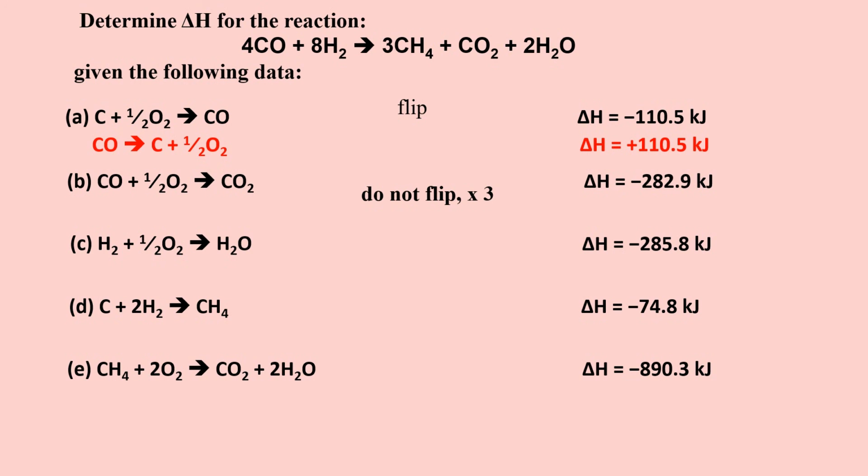Next, we multiply equation B by 3. This will cause the delta H value to go from negative 282.9 kilojoules to negative 848.7 kilojoules.